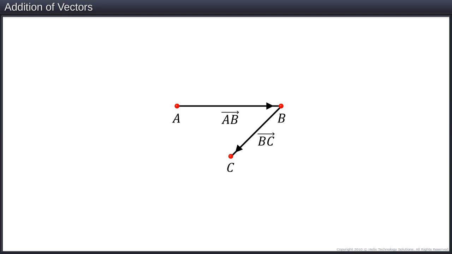Now, what is the net displacement in the position of the person in moving from point A to point C? The net displacement is given by vector AC. Vector AC is equal to the sum of vector AB and vector BC. Vector AC is called the resultant of vectors AB and BC.